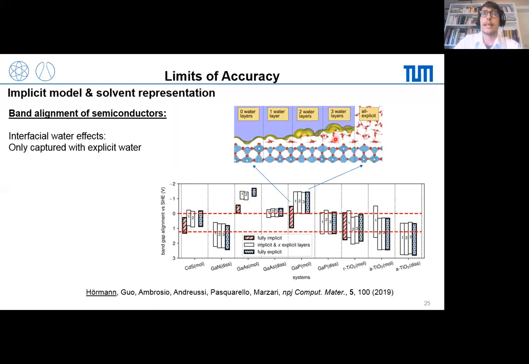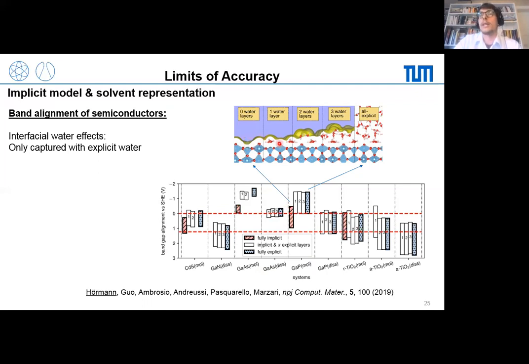And what we could see here is that if you substitute all the explicit water with an implicit model, you get, for the band alignment, and these are the different systems we looked at down there, clear differences in the band gap alignment on the potential scale if we just substitute all the waters with an implicit model.